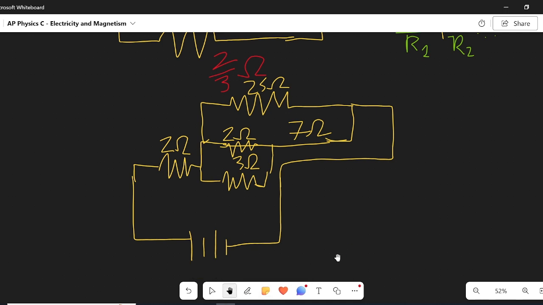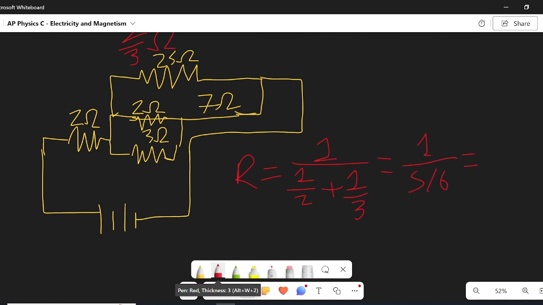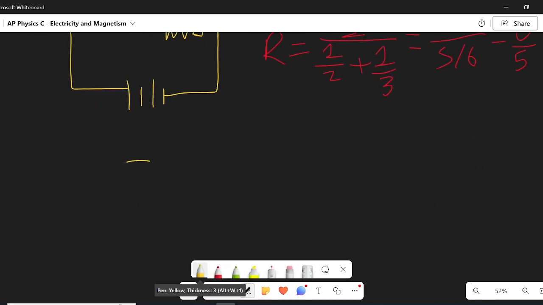So if we take a 2 ohm resistor and a 3 ohm resistor and solve for the resistance, the resistance equals 1 over 1/2 plus 1/3, which would be equal to 1 over 5/6, which equals 6/5. In this case, it would be 1.2. We could simplify the circuit down to a 2 ohm resistor.